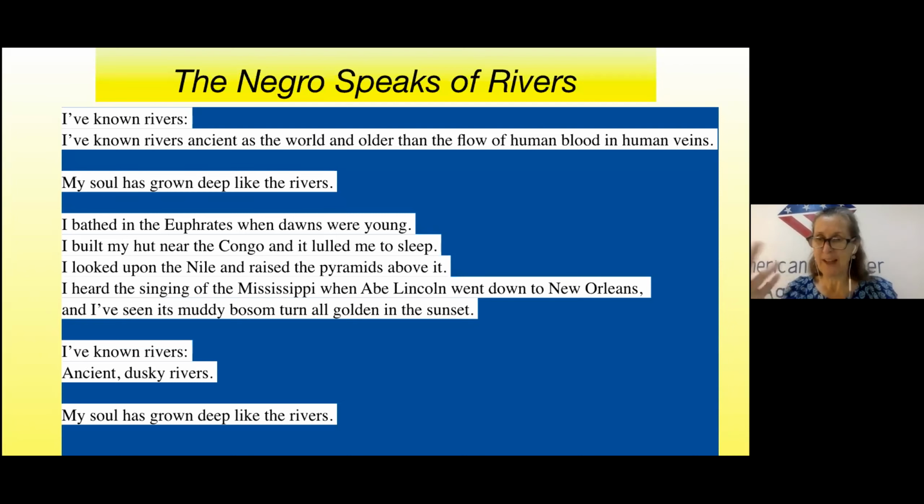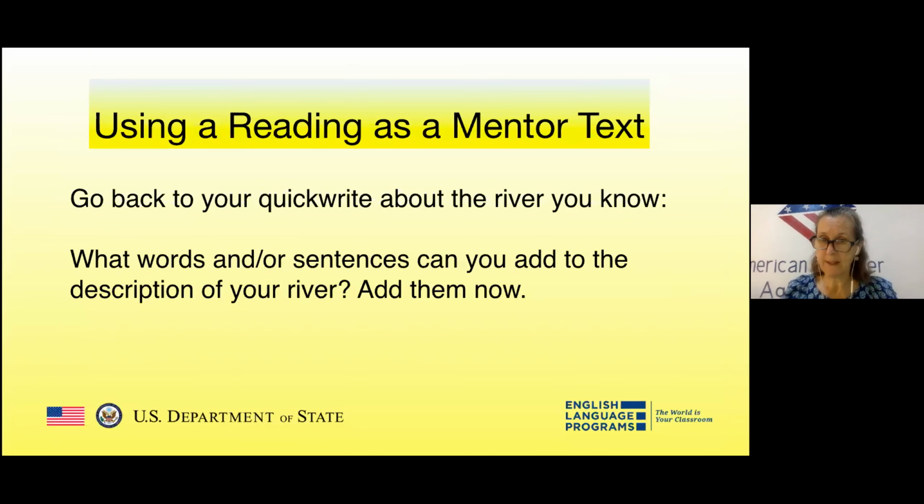He provides some color, you know, golden in the sunset. He talked about how it was muddy. The Mississippi is a very muddy river. So I would have learners spend some time with the adjectives and then go to their own quick write. And now I would give you 5 more minutes to add these ideas to your quick write.